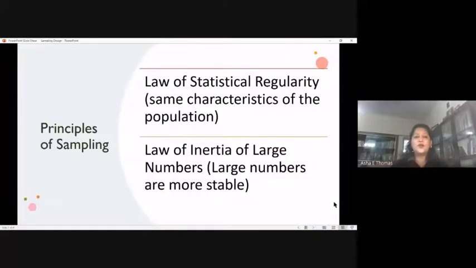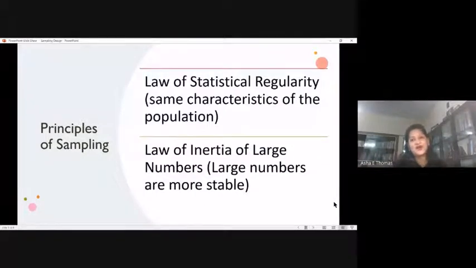Now the next thing we are going to discuss is two basic laws that are applicable when we are going with sampling. Okay, the first one is the law of statistical regularity, and the second one is the law of inertia of large numbers.